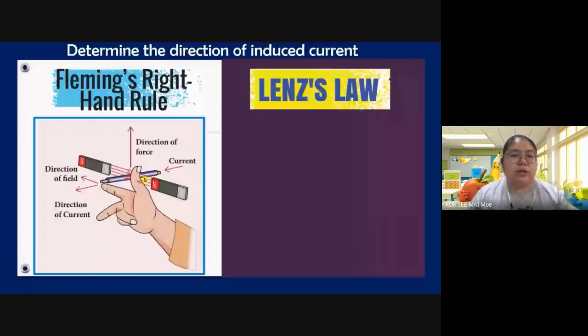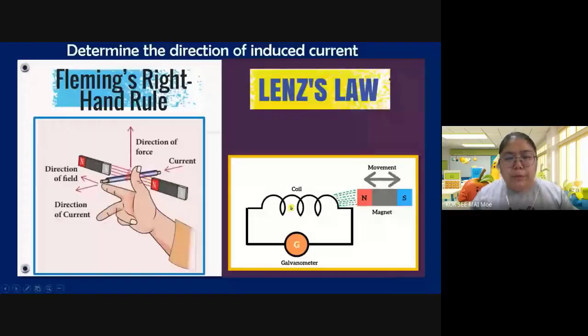Okay, so I'll show another way to find the induced current. That's Lenz's law. Here is a solenoid. When the magnet moves in the solenoid, it can generate a current. This current we call the induced current. For this situation, you need to know how the current flows through the coil, anti-clockwise or clockwise.